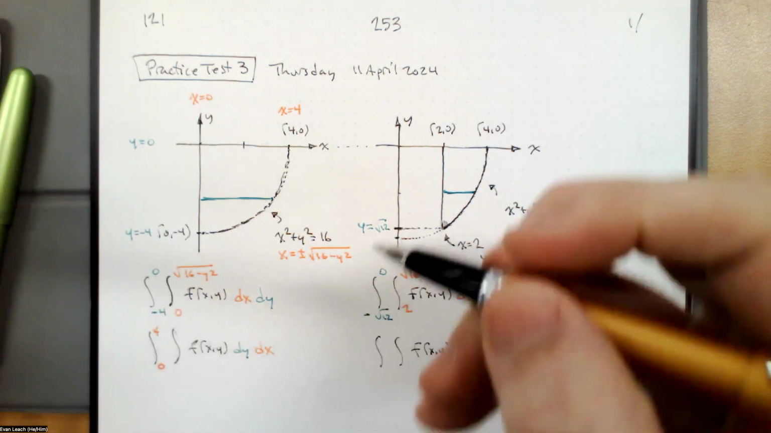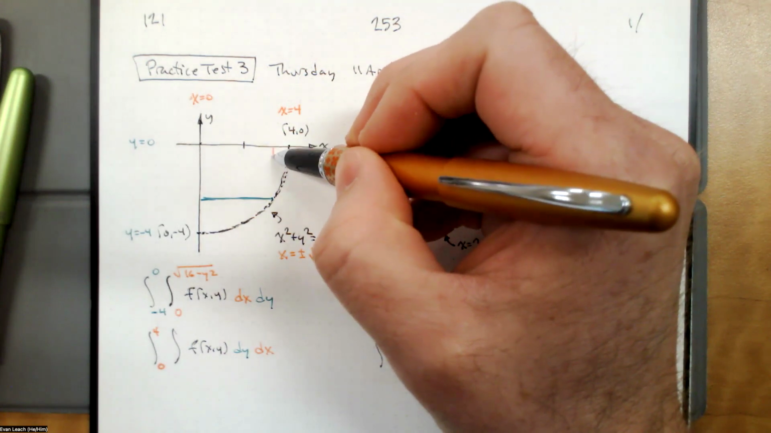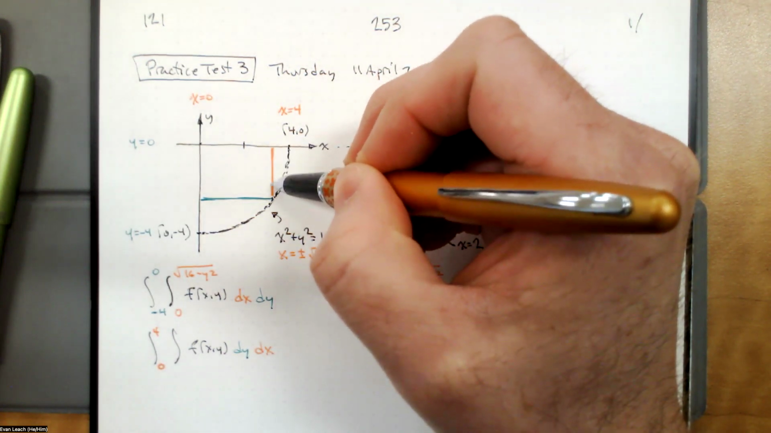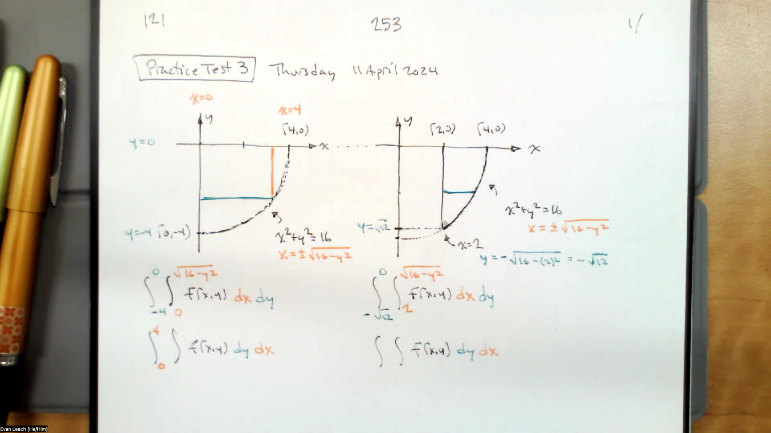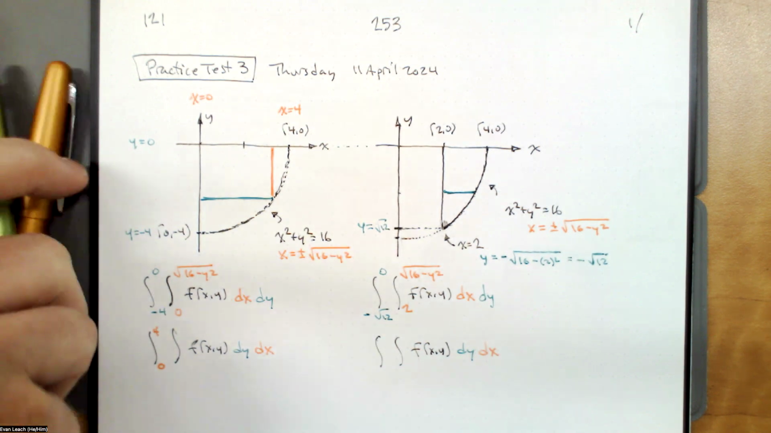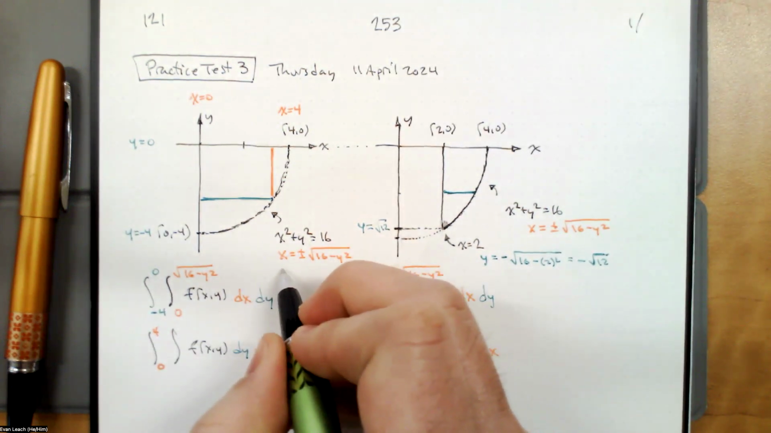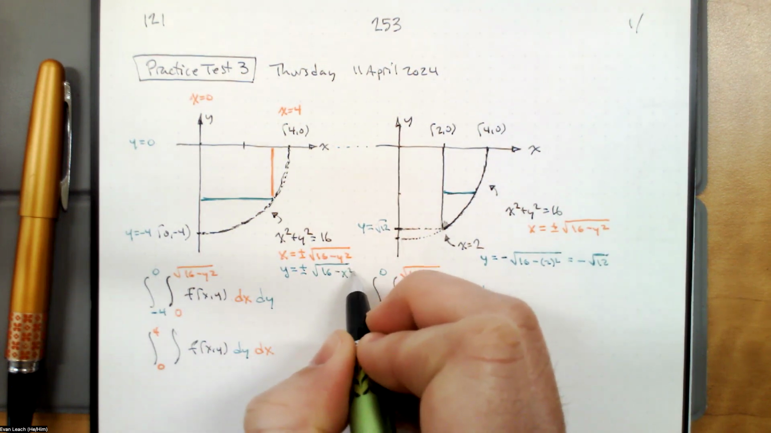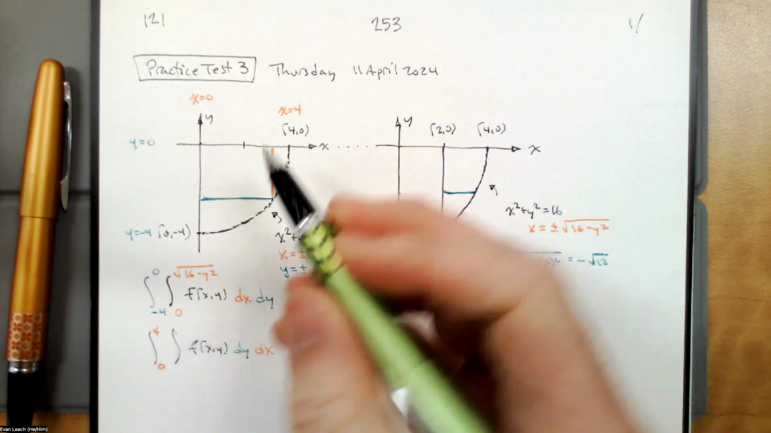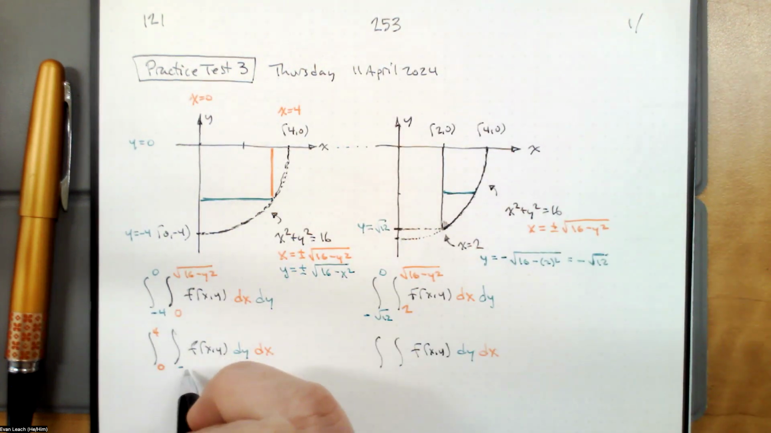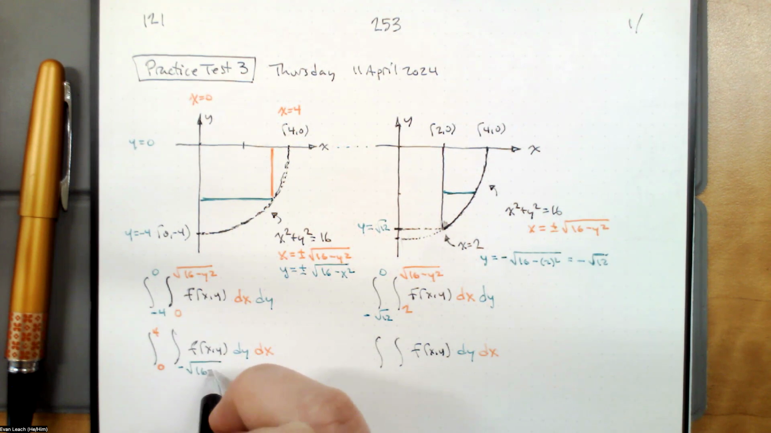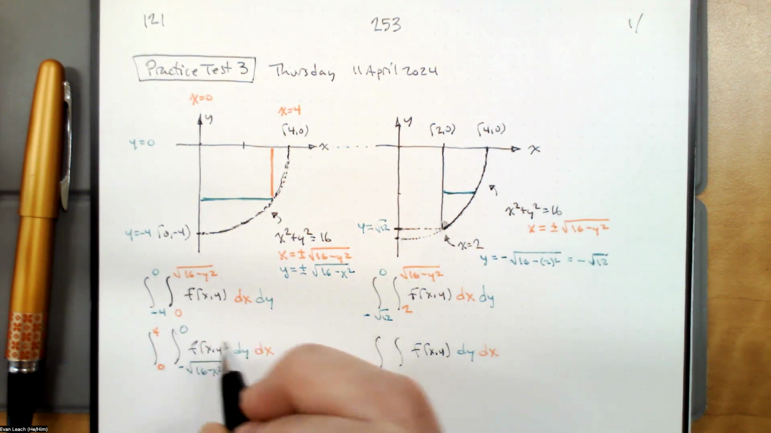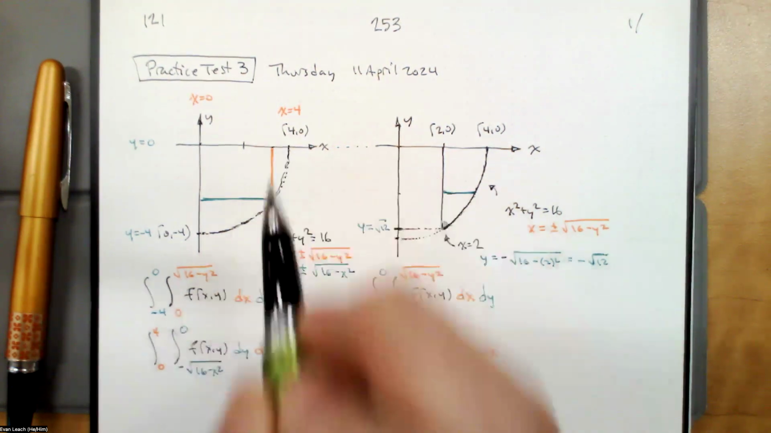For a typical value of x, we're going to go from the bottom, which is the circle, up to the top, which is the line y equals 0. So in this case, if x squared plus y squared is 16, then y is plus or minus the square root of 16 minus x squared. And we want the negative because we are below the x-axis. So we'll start off at negative square root of 16 minus x squared and stop when y is 0. Lowest value, highest value.